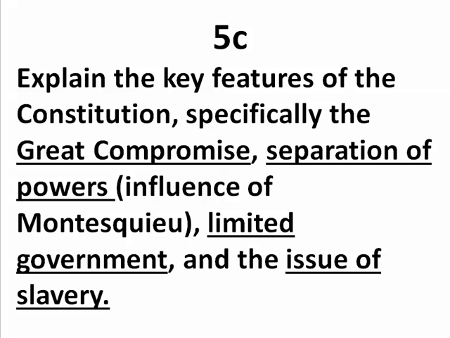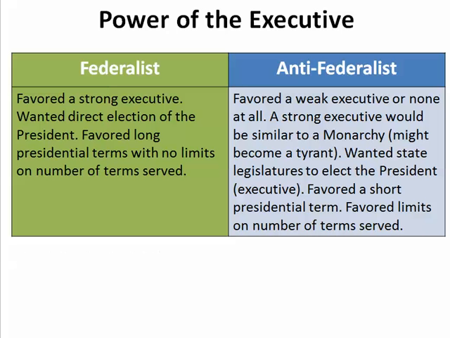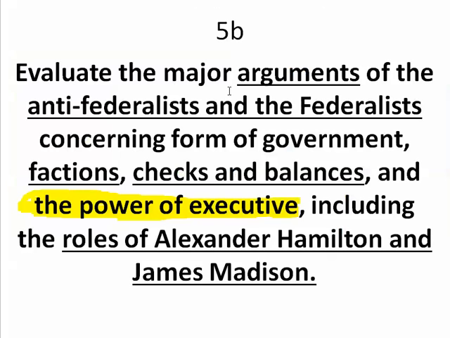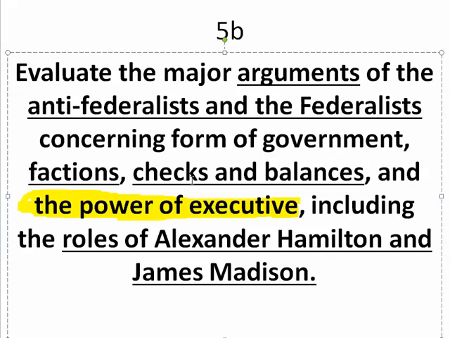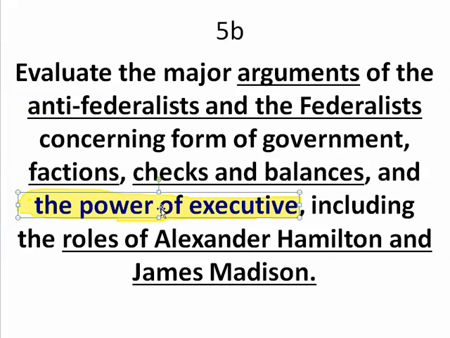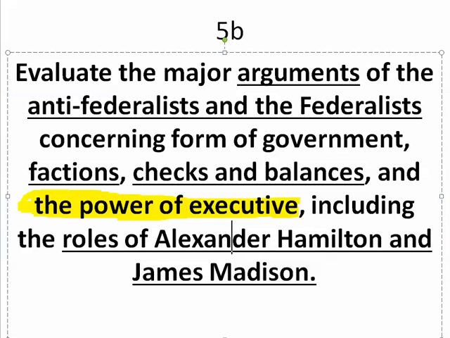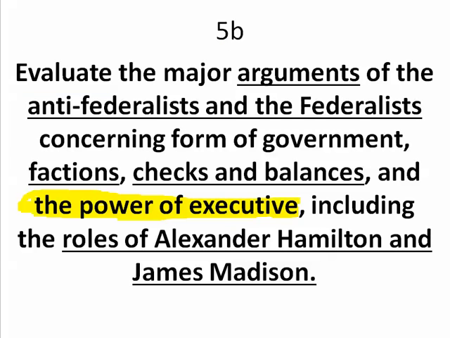Alright, so let's explain, that's C. Okay, so we won't get it yet. So, did we meet our objective, evaluate the major arguments of the Anti-Federalists and Federalists concerning the form of government? Yeah, large republic. Factions, these interests, these political parties. Checks and balances, how do you keep one branch from becoming too powerful? The power of the executive, and we talked about the roles of Alexander Hamilton and James Madison.